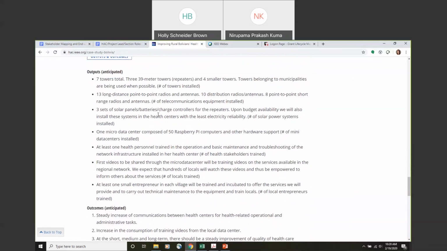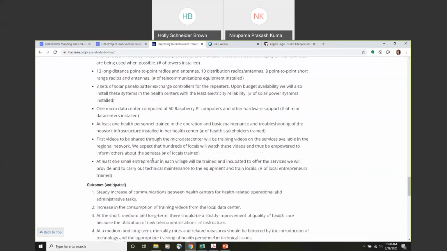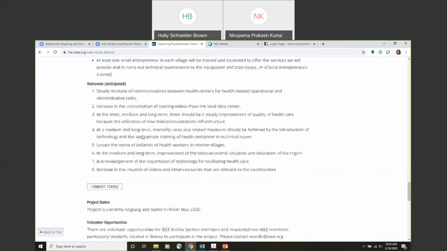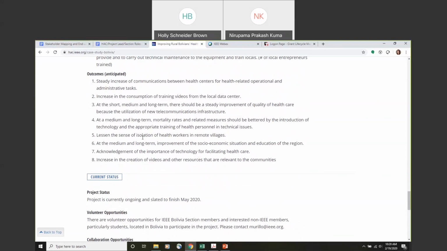So you can say the number of towers, the number of solar panels, the number of radios and antennas, the number of batteries, the number of data centers, the number of people trained, the number of people who went to some sort of sensitization event, what have you. Now the outcomes are what happens as a result of the outputs. So in this case, the anticipated outcomes of this project are your steady increase of communications between health centers for health-related operational and administrative tasks.